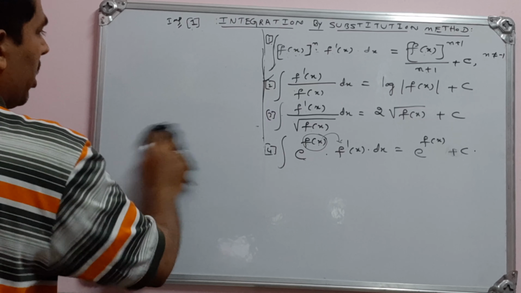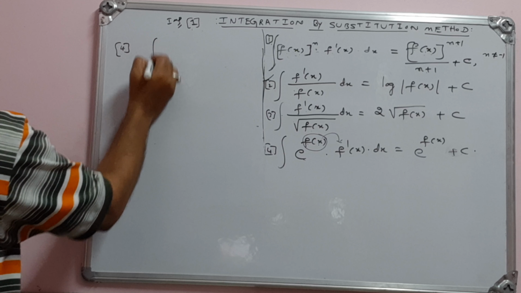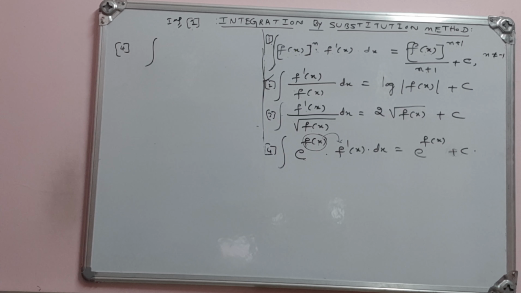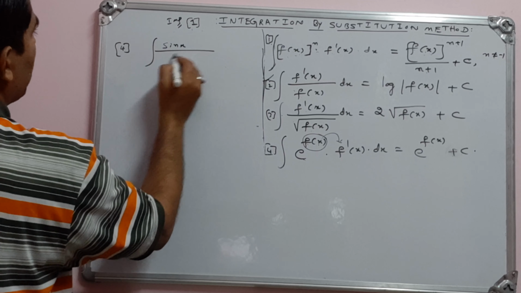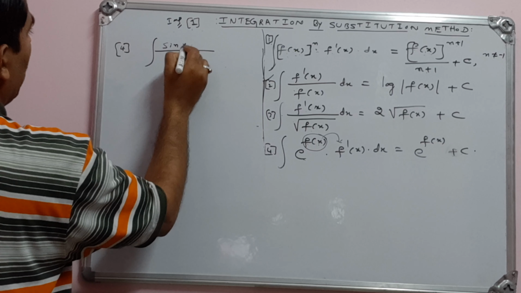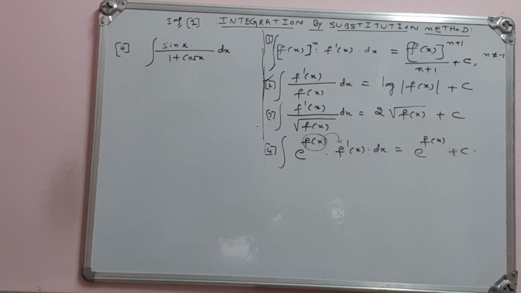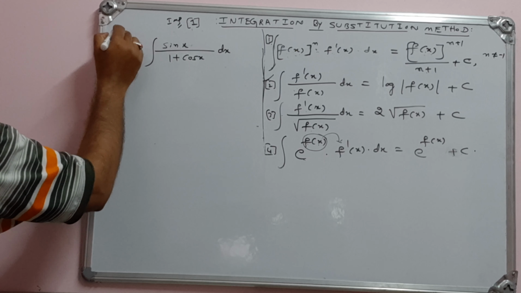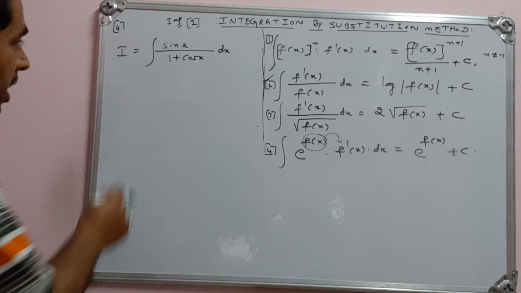Observe carefully. These are very simple examples. Then, fourth example. Let us consider another example: sin x divided by 1 plus cos x. Let us try to integrate this one. So this is the fourth example. Let us equate it to I. We begin our solution by equating it to I.